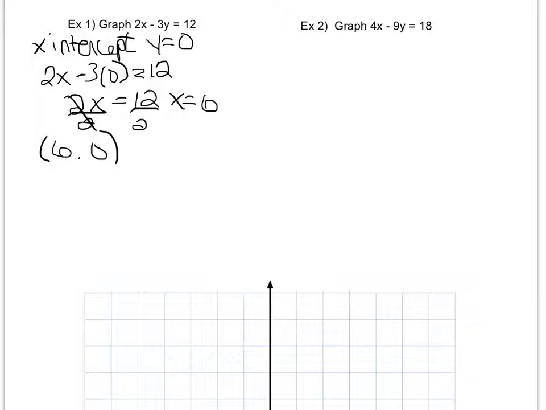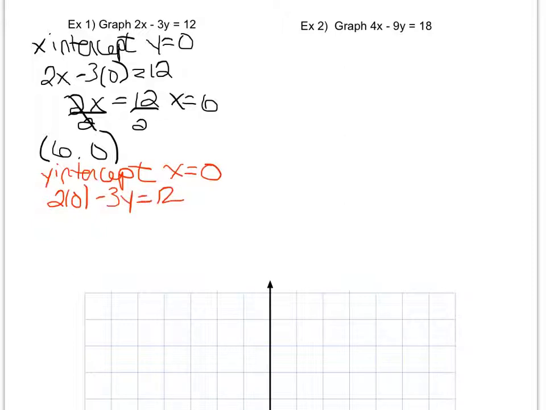The other one will be my y-intercept, of course. So finding my y-intercept, if I'm on the y-axis, I go left or right 0, so x is 0. And my equation becomes 2 times 0 minus 3y equals 12. Of course, the 2 times 0 is nothing, so that cancels. Remember, the sign belongs to the number it's in front of, so negative 3y equals 12. Dividing by negative 3, I get y equals negative 4. So now I have the point 0, negative 4. So those are my 2 points that I'm going to use for example 1.